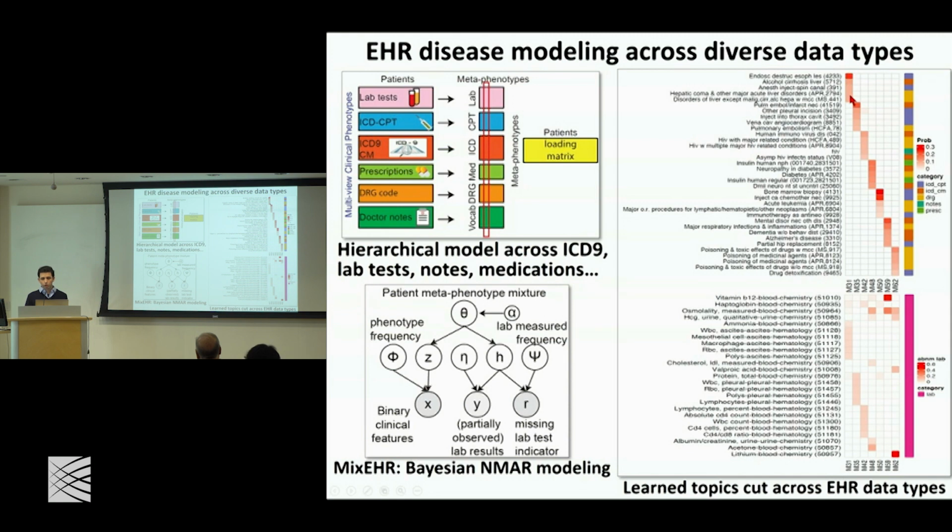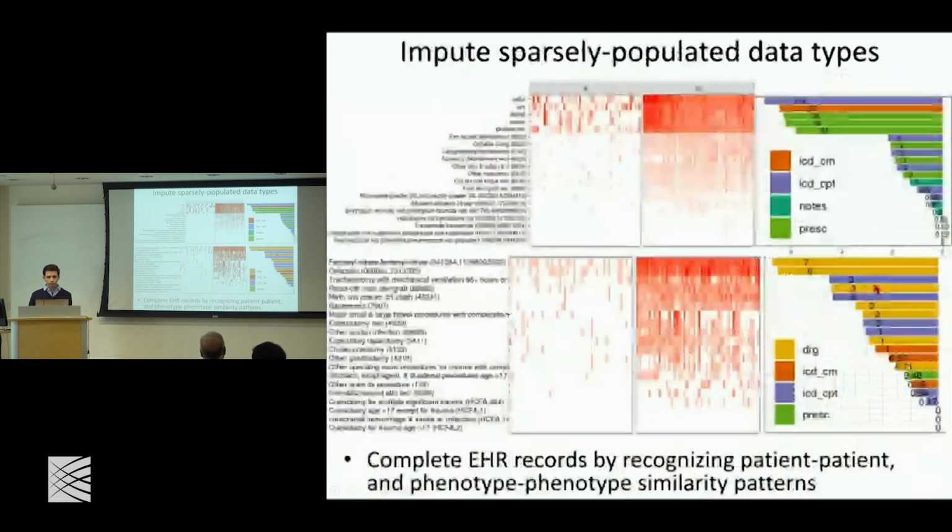That allows him to start clustering individuals into specific modules of phenotypes, so phenotypic meta-phenotype groups, if you wish, and the data type associated with each of those. And you can see here that these actually span across the many different data modalities of the electronic health record.